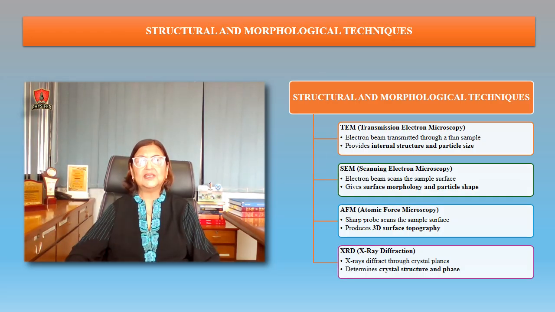For structural and morphological techniques, we have transmission electron microscopy, that is TEM. This is one of the most powerful tools in nanomaterial characterization. In TEM, a beam of electrons is transmitted through a very thin sample and an image is formed based on how electrons interact with the material.